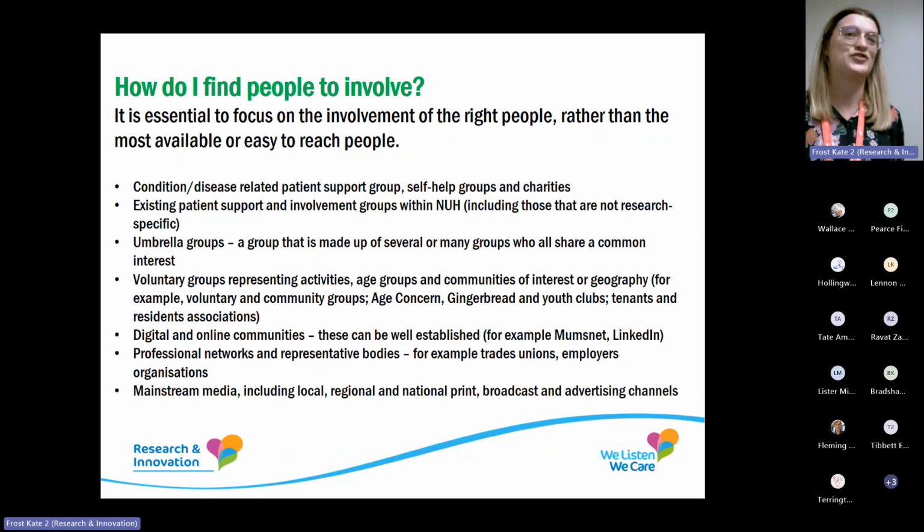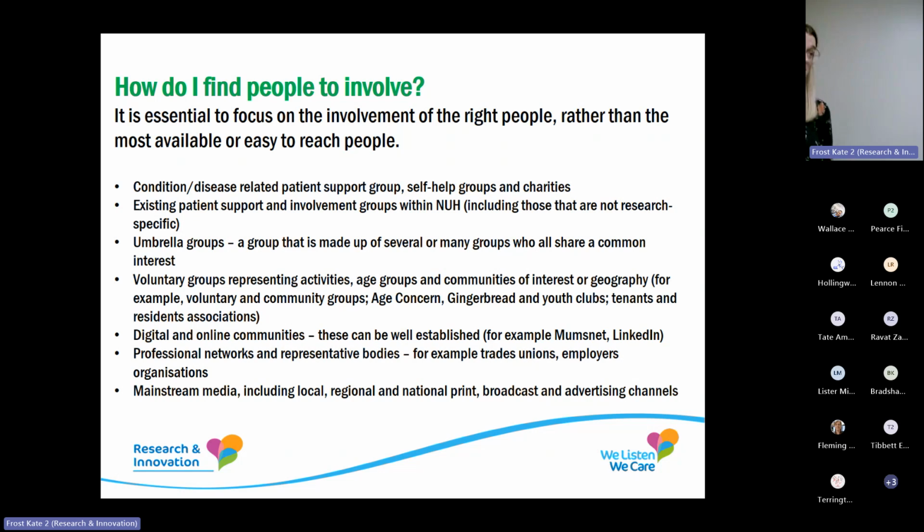I've said my strap line for today: involve the right people rather than the most available or easy to reach. There are many, many ways, and again, this is going to depend on the population you're targeting. We're a huge secondary care hospital, so if you're looking for someone with a condition, it's very likely they'll be coming through the doors of the hospital.